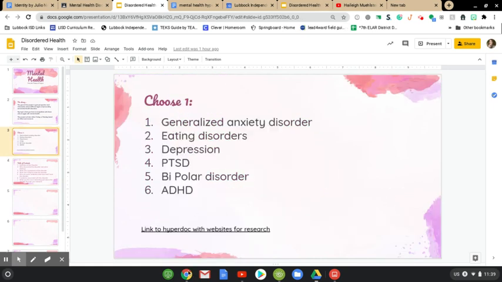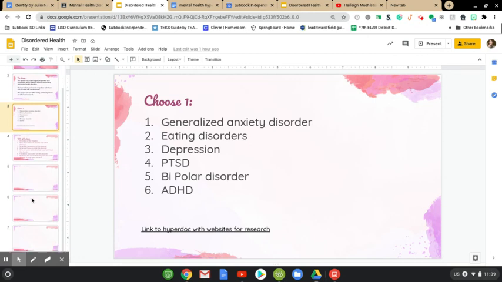You're going to turn that in. Like I said, you can do it on multiple different slides, or you can just do one for each disorder, something like that. Please put a lot of effort into this project. I will count off points if it seems like you just rushed through and copy and pasted everything. I want to see some actual work.